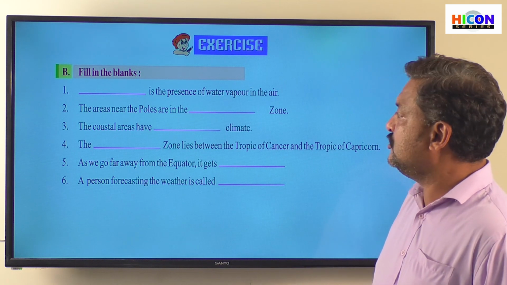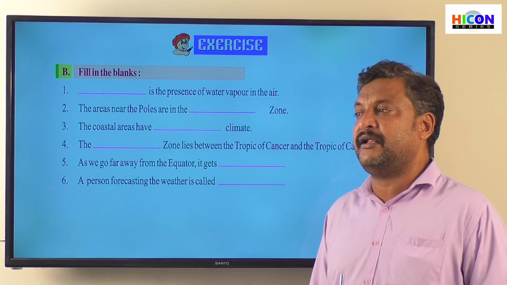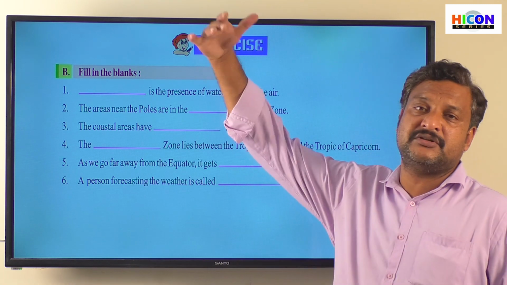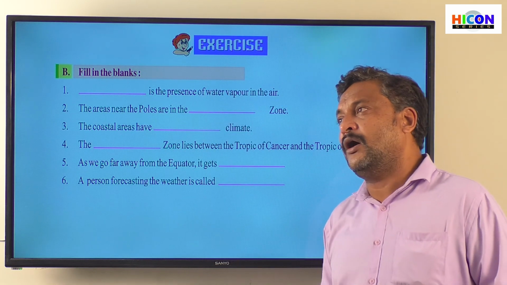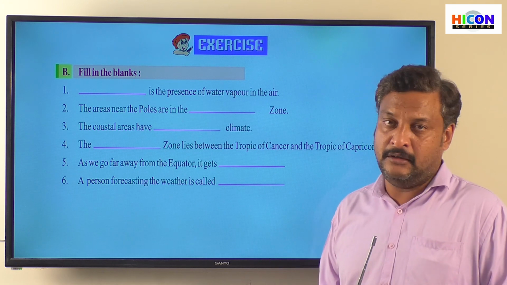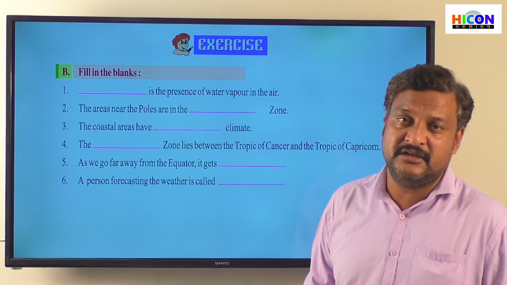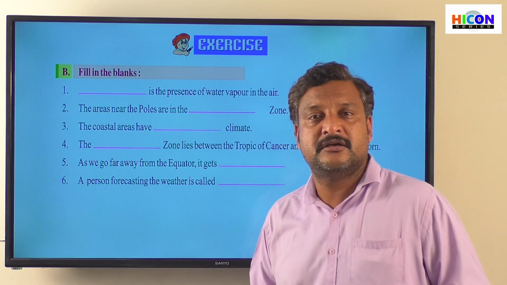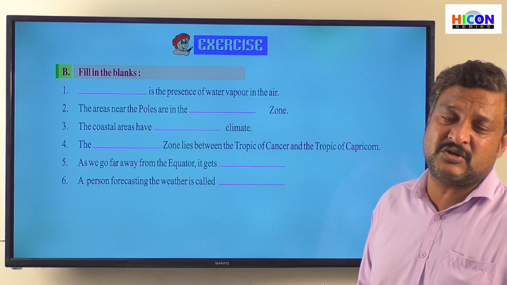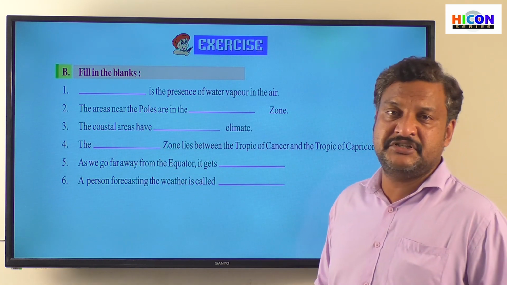The areas near to the poles are in the dash zone. So we know around the equator it's very hot, and as we go farther from the equator it gets cooler, and the coolest regions are the polar regions. So Arctic region and the Antarctic region are the coolest places on the earth. And what do we call that place? It's known as a frigid zone, isn't it? Frigid zone. So the zone that is of extreme cold temperature is called a frigid zone. Okay. So the areas near the poles are in the frigid zone.